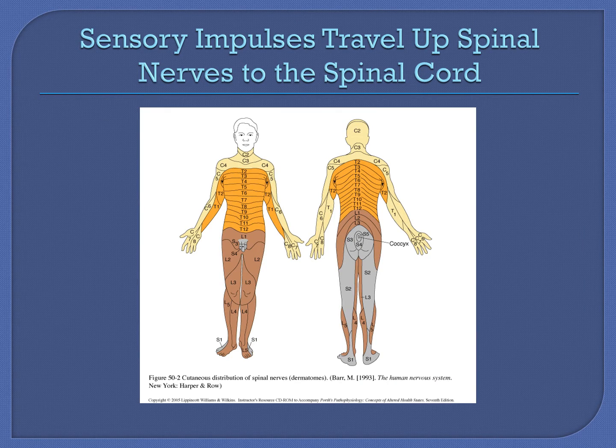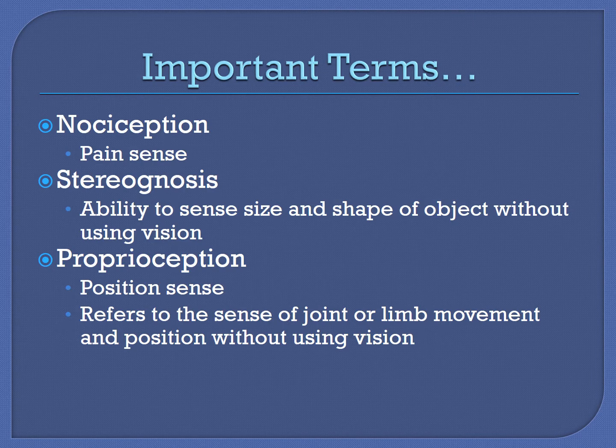This picture just shows you how sensory impulses travel from the spinal nerves to the spinal cord, and which areas of the cord support the different areas of the body.